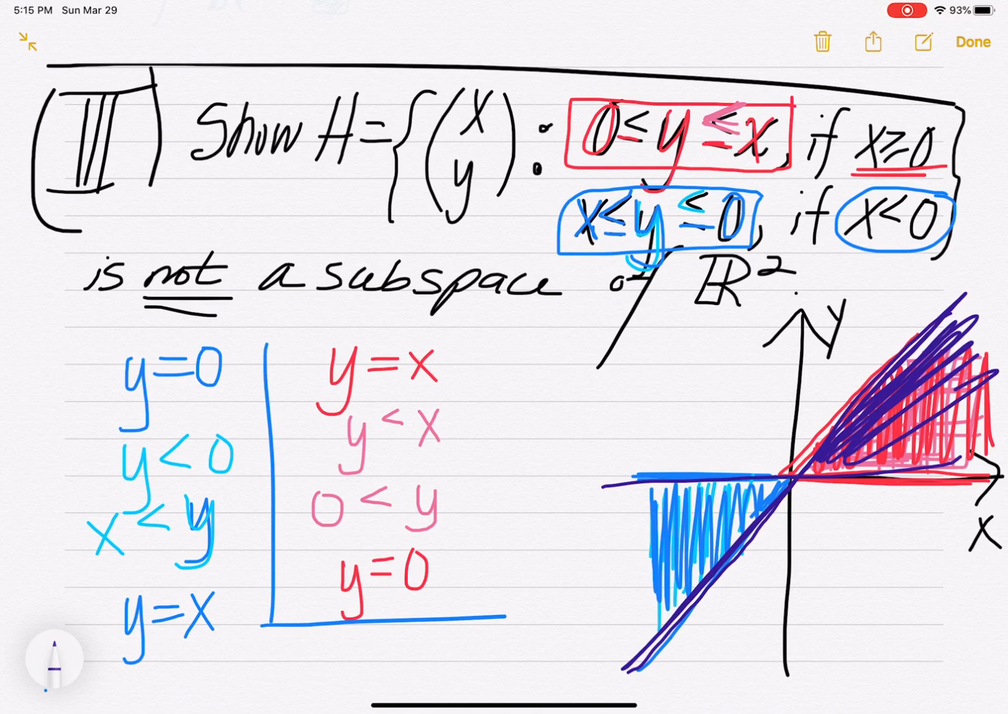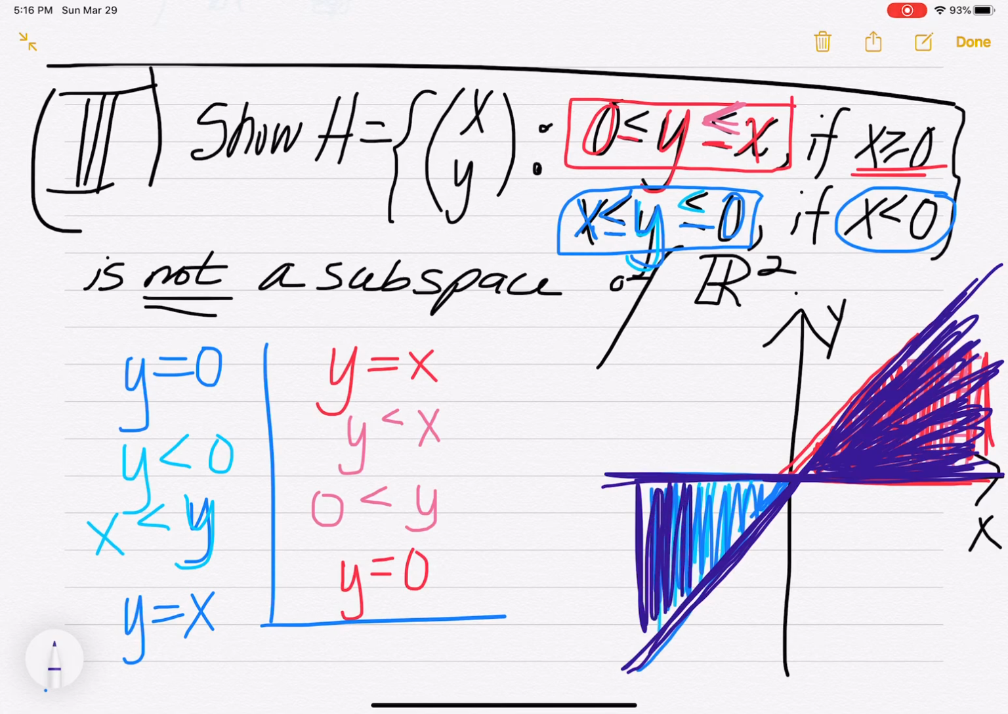This is H, this kind of dark purple, violet color. It includes the x-axis. It includes the diagonal line y equals x. And it includes the regions in between the diagonal line y equals x and the x-axis. Okay, so that's H. Now, do we have any problems with any of those three criteria?